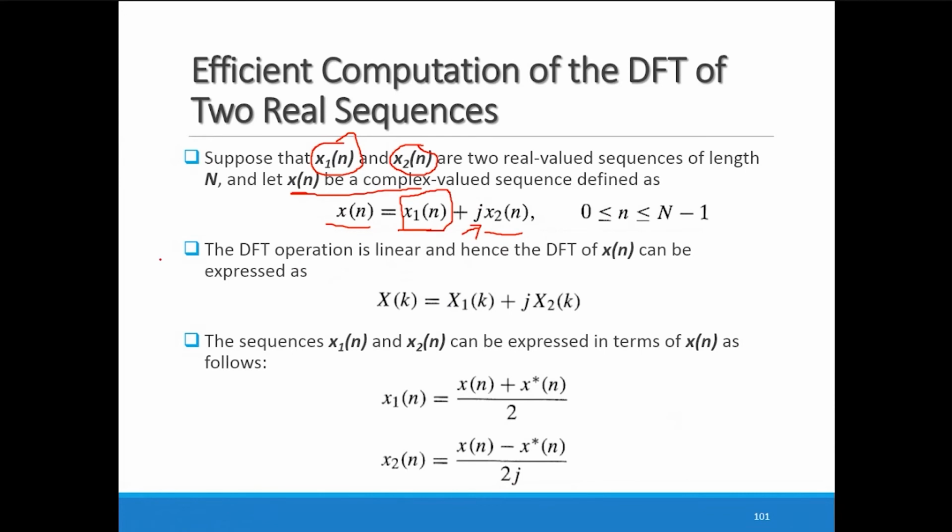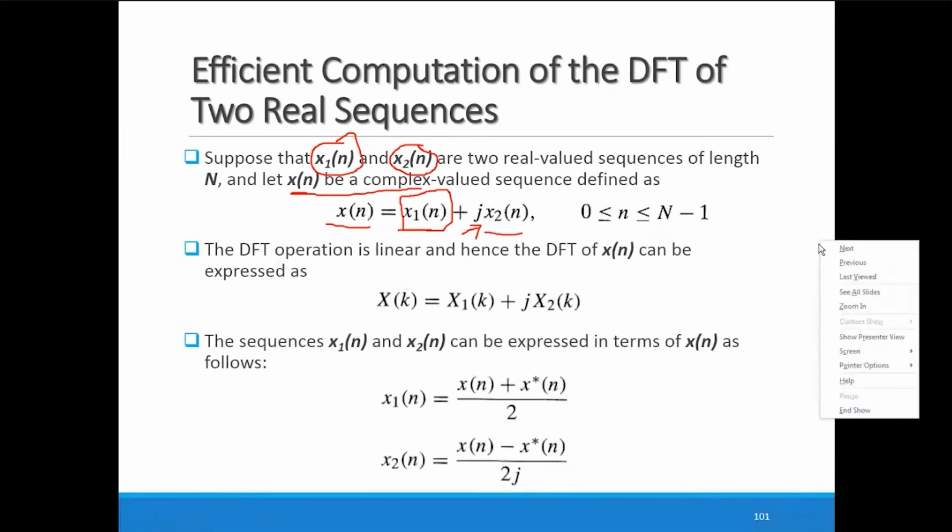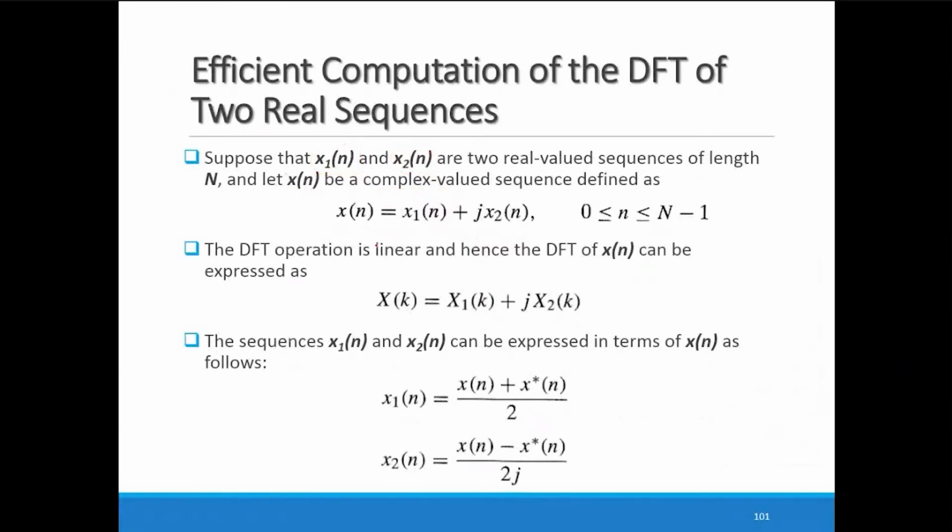Now we have to calculate the DFT for this. When you calculate the DFT, x(n) is converted to X(k), x1(n) becomes X1(k), and x2(n) becomes X2(k). So this is the equation we get after applying the DFT: X(k) is equal to X1(k) plus j X2(k).